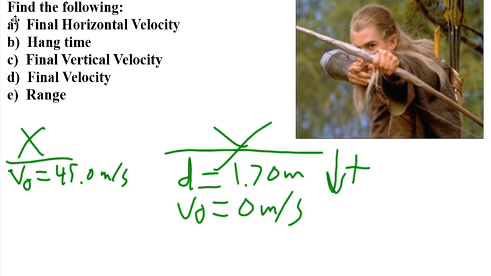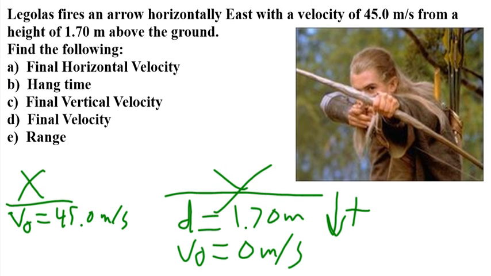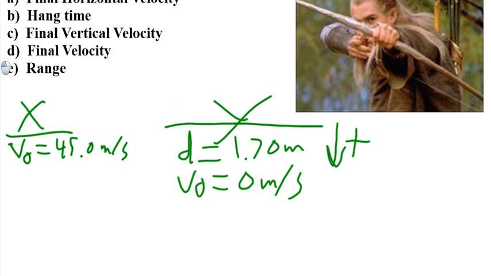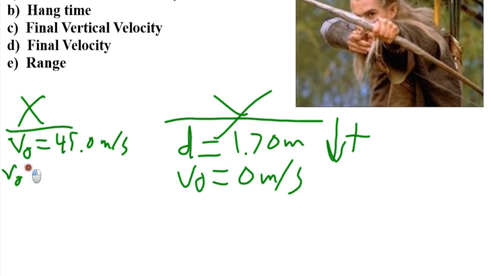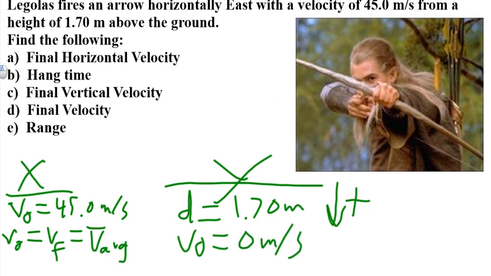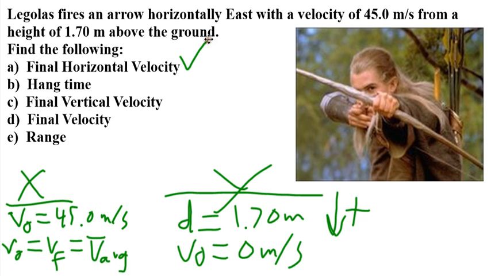And we can go and answer A. From what we've said before, the horizontal velocity doesn't change. So in this case, our v naught is equal to our v final, which is equal to our v average. And that's what that line across the top means. You can also write it out as AVG if you want for average. And so in this case, we know our final velocity in the horizontal is 45.0 meters per second east. And so these are going to be the same values. So we've already found A.